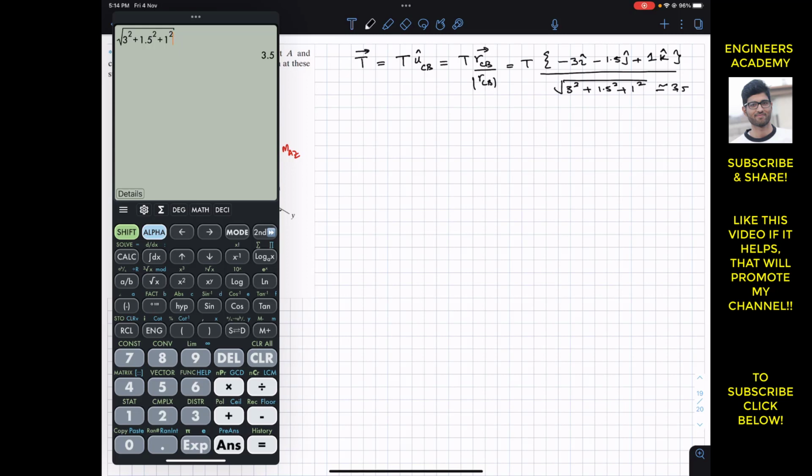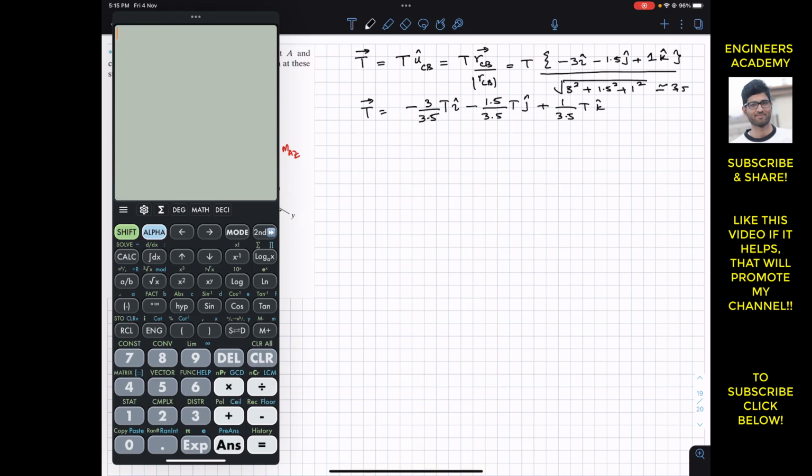So now we can say that this T Cartesian vector is equal to, now we have to divide each of these components by this magnitude. Let's multiply this T with each component. So we will have minus 3 divided by 3.5 into T i, and minus 1.5 divided by 3.5 T into j. Then plus 1 divided by 3.5 into T, and then k.